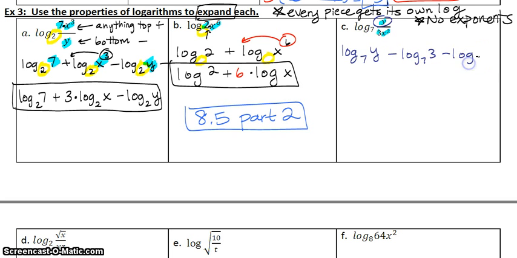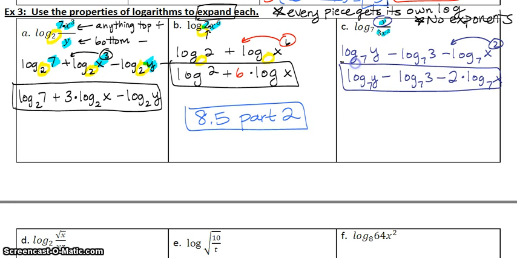Alright, last but not least, I can't have exponents. So I see I've got log base 7 of x squared. I would want to take this exponent of 2 and put it in front of the log. So I've got minus 2 times log base 7 of x for just that part. And then the rest of these, nothing has changed. Pause if you need to. When you have that down, flip over to the back.